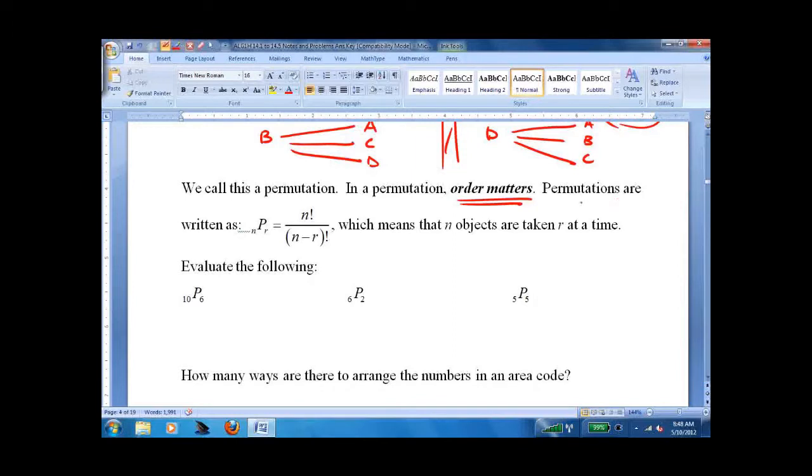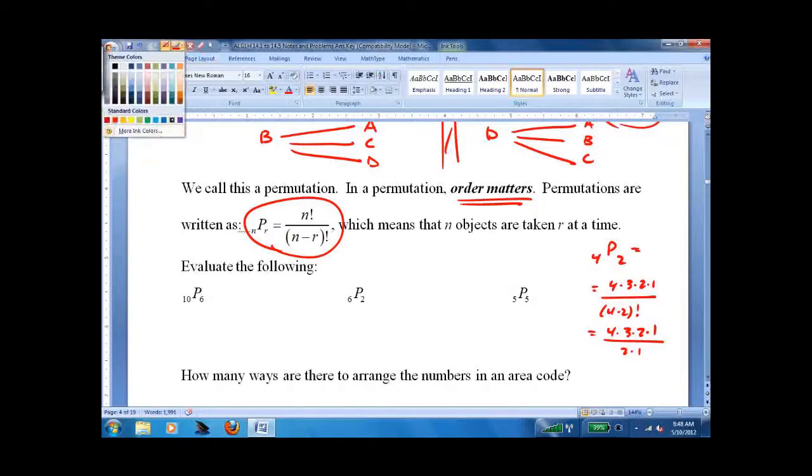Well, let's back up. This is permutations, and we just did a permutation of 4P2. Big number is always first, smaller number always second. This is what it means. Factorial means 4 times 3 times 2 times 1 on top. And on the bottom, we go 4 minus 2, which is 2, so it's just 2 times 1 on the bottom. We cancel.